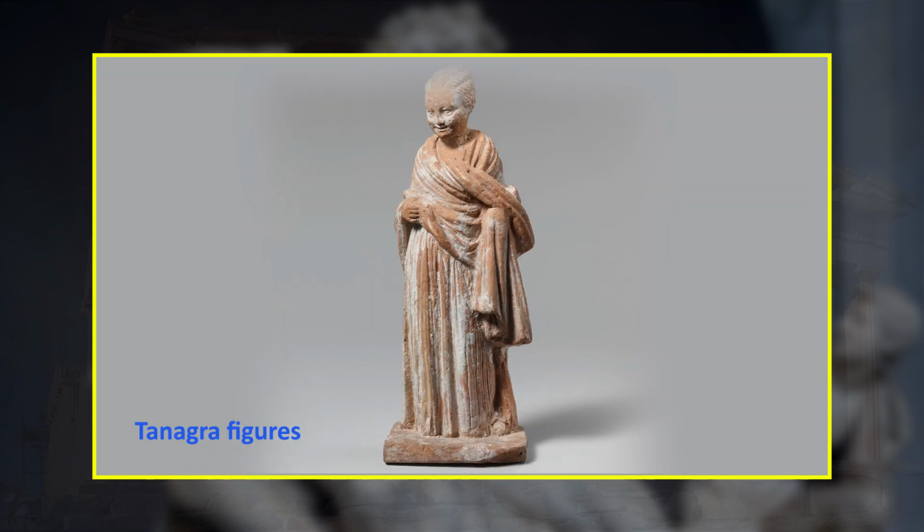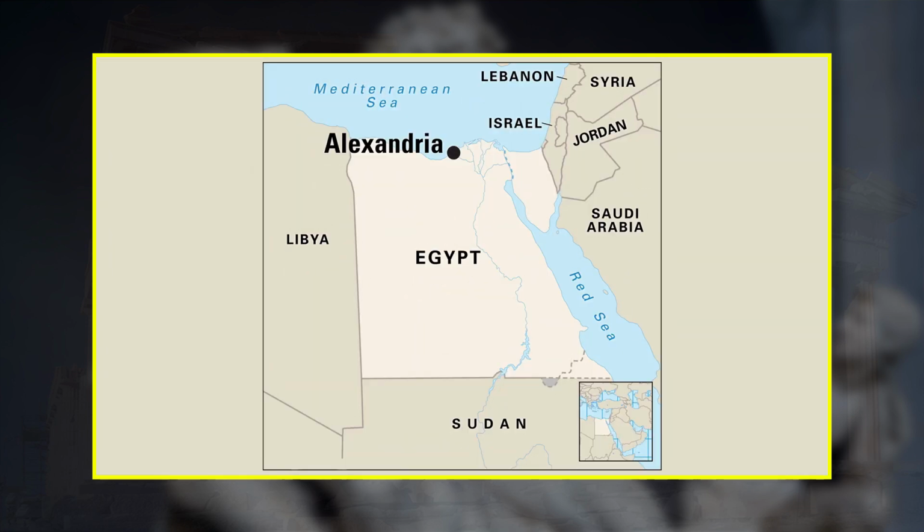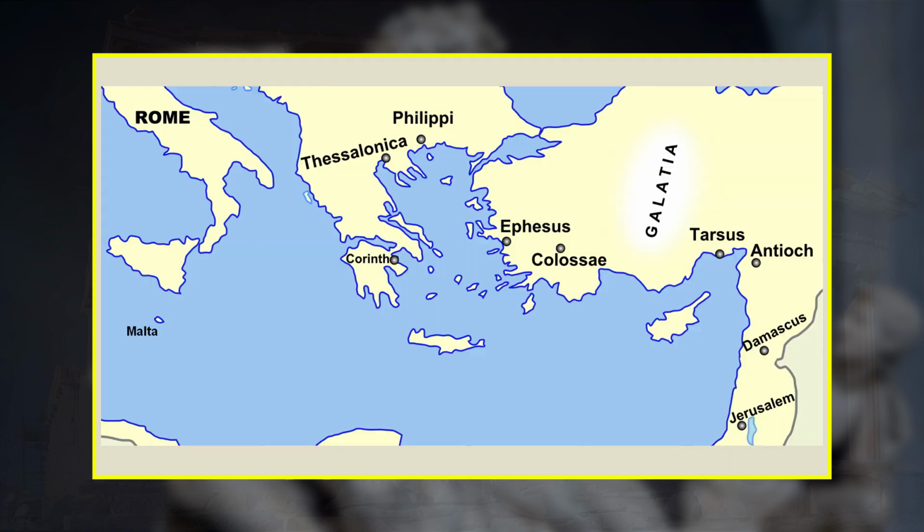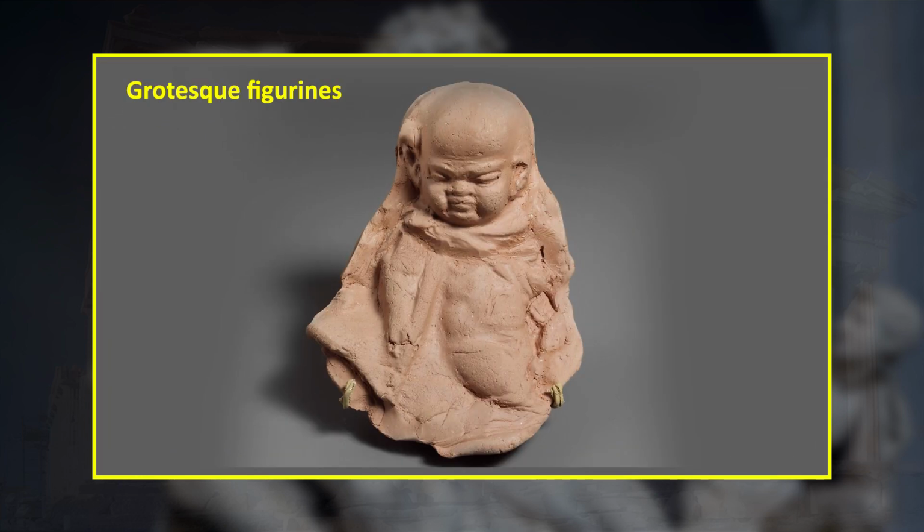Tanagra figures dating from the 4th and 3rd centuries BCE demonstrate exquisite art and frequently have considerable surface paint marks. During the same time period, cities such as Alexandria, Smyrna and Tarsus produced an abundance of grotesque figurines depicting deformed individuals with bulging eyes and contorted bodies. Similarly, these figurines were also made of bronze.